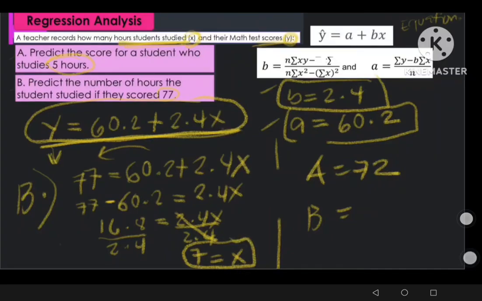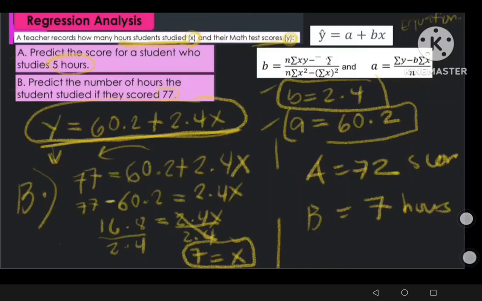So therefore, the student studied 7 hours. That's our prediction if the score is 77. So for letter B, the answer is 7 hours. For letter A, 72 is the score. Okay, so that's how we answer our regression analysis using the given formula and the equation.